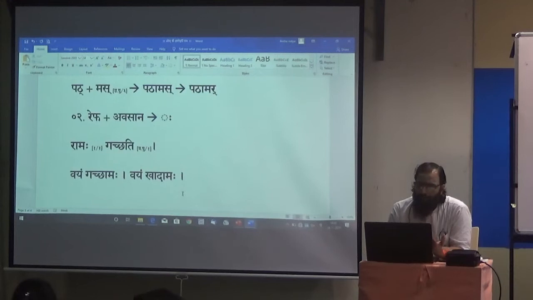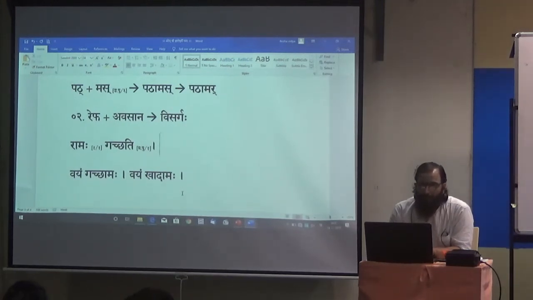Can you repeat that, please? So let me write this better. Repa plus avasana becomes Visarga. Okay, this is better. You understand what is Visarga. Visarga is colon. Right? So examples are given. Repa becomes Visarga when followed by Avasana, but not only at the end of Avasana.